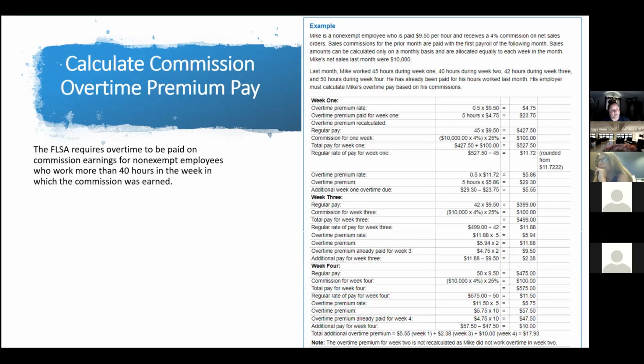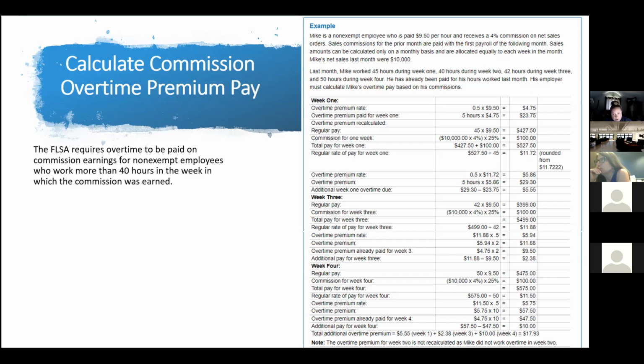Similarly, for week 4, he worked 50 hours. So if we allocate $100 of his commission to that week, he gets $575 for the whole week, divided by his 50 hours is $11.50 per hour for the week. His overtime premium rate, we're going to multiply by 0.5, we get $5.75 times 10 hours of overtime, $57.50. He was already paid his overtime premium rate for the regular time that he worked. So we've already paid $47.50 of it. So we owe him the difference between the two of $10.